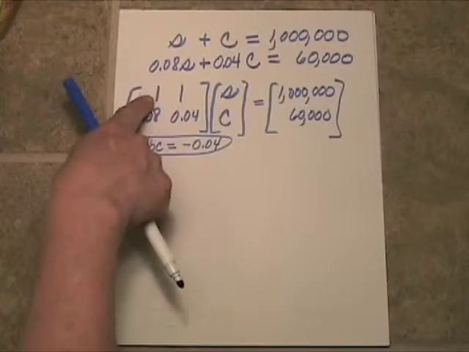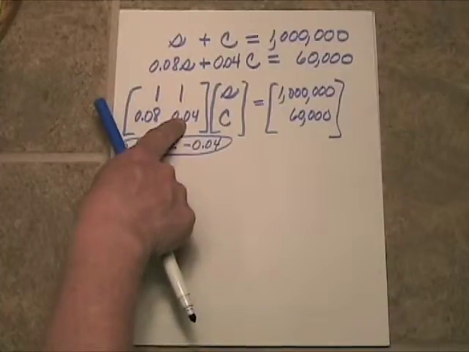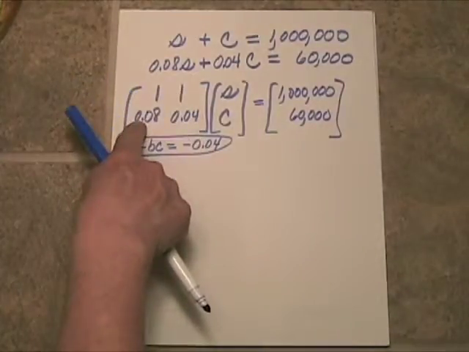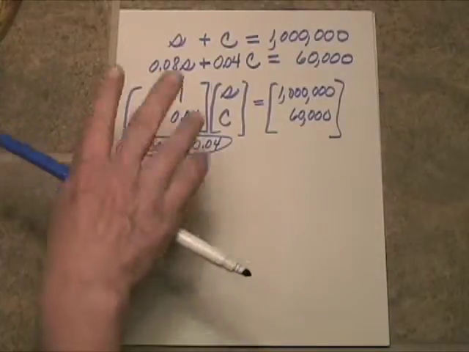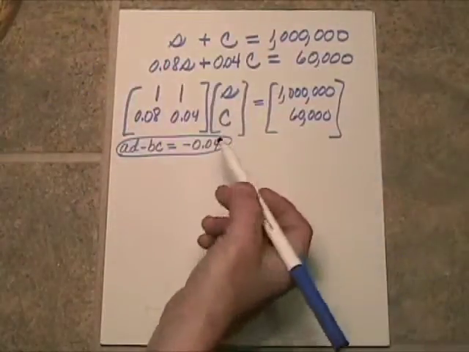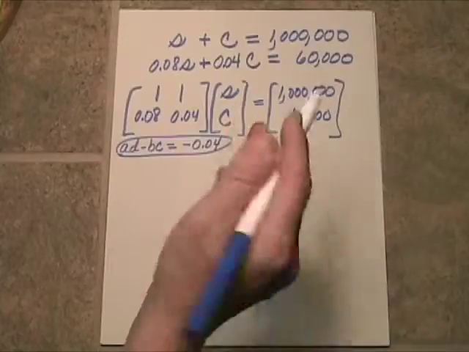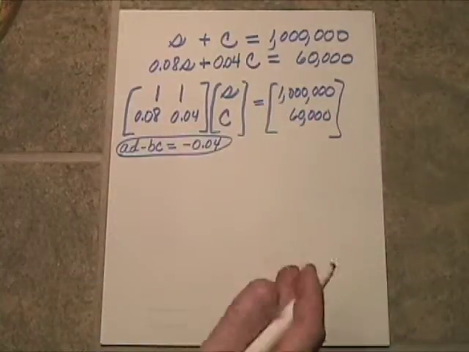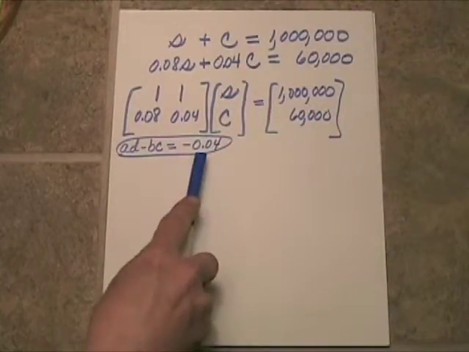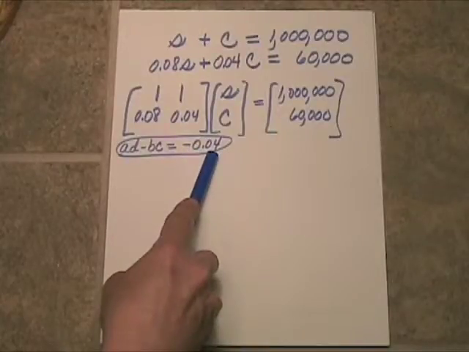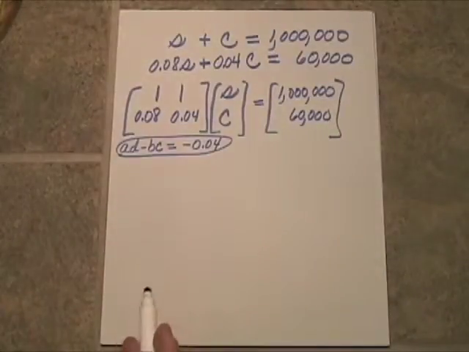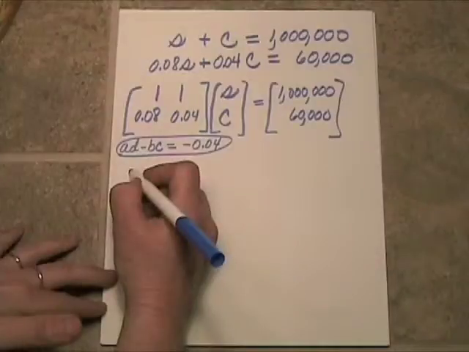Okay, so that times that would give us 4 one-hundredths. Minus that times that, which gives us 8 one-hundredths. 4 one-hundredths minus 8 one-hundredths is negative 4 one-hundredths. So this is going to be a doable system with a determinant of negative 4 one-hundredths. Okay, now, let's see what the inverse would look like.